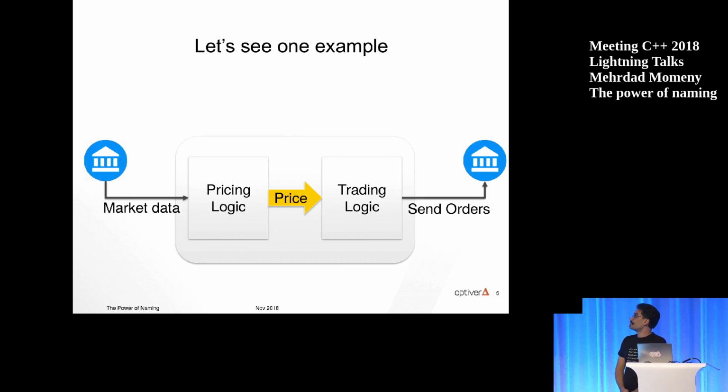Trading software or a trading system looks very similar to this. We get market data, and we come up with some price, and then based on that price, we adjust it based on our trading logic, and then we do trades.